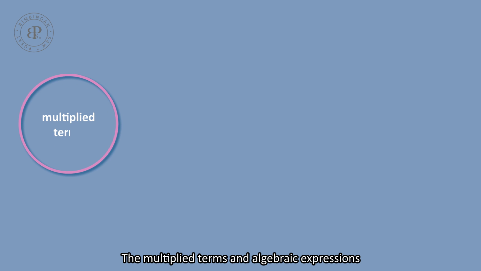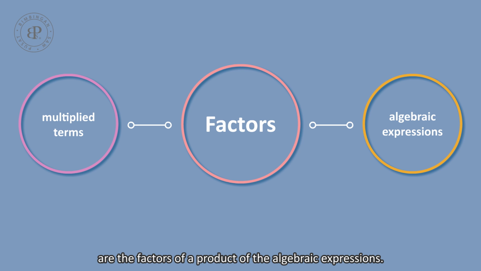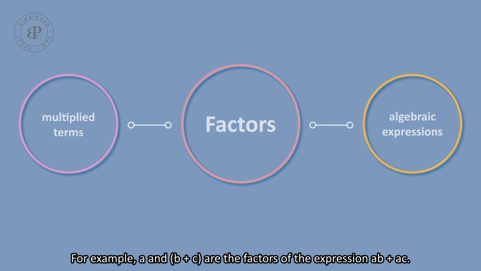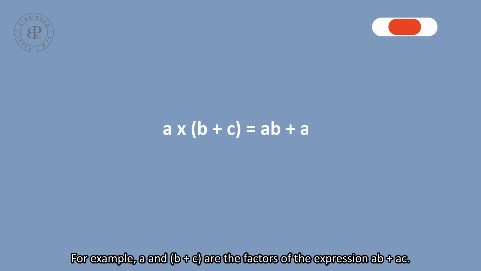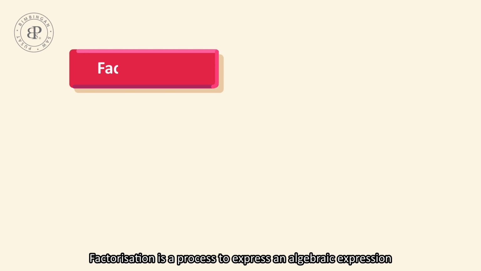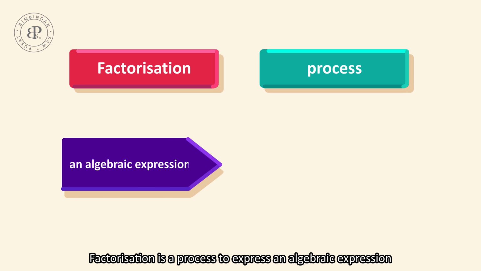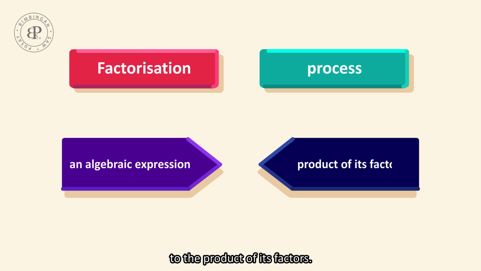The multiplied terms in algebraic expressions are the factors of a product of the algebraic expressions. For example, A and B plus C are the factors of the expression AB plus AC. Factorization is a process to express an algebraic expression to the product of its factors.